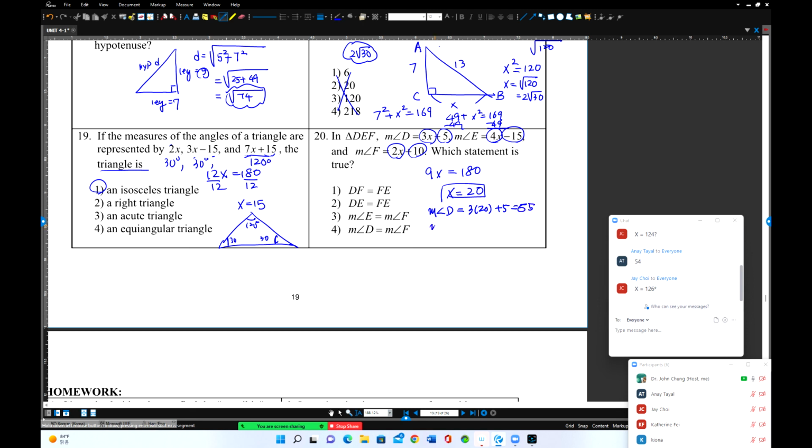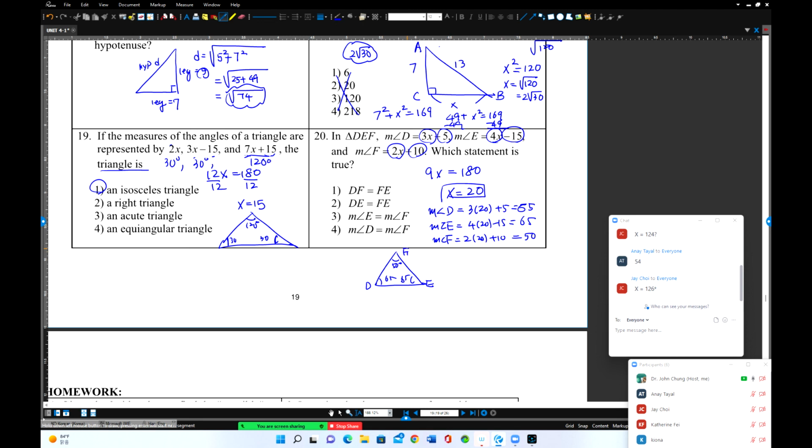65. Measurable angle E is what? 4 times 20 minus 15. 80 minus 15 is still 65. Measurable angle F is what? 2 times 20 plus 10 is 50. So this is a 50 degree angle. Both angles are equal, 65 and 65. So angle D is 65, angle E is 65, angle F is 50. This is F.